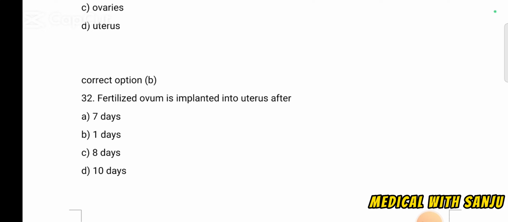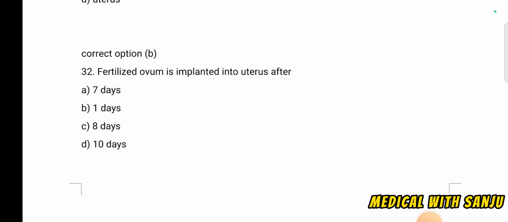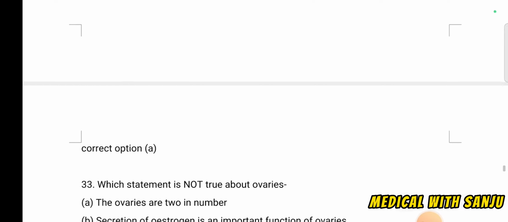Question number 32. Fertilized ovum is implanted into uterus after. Option A, 7 days. Option B, 1 day. Option C, 8 days. And option D, 10 days. Fertilized ovum is implanted into uterus after 7 days.